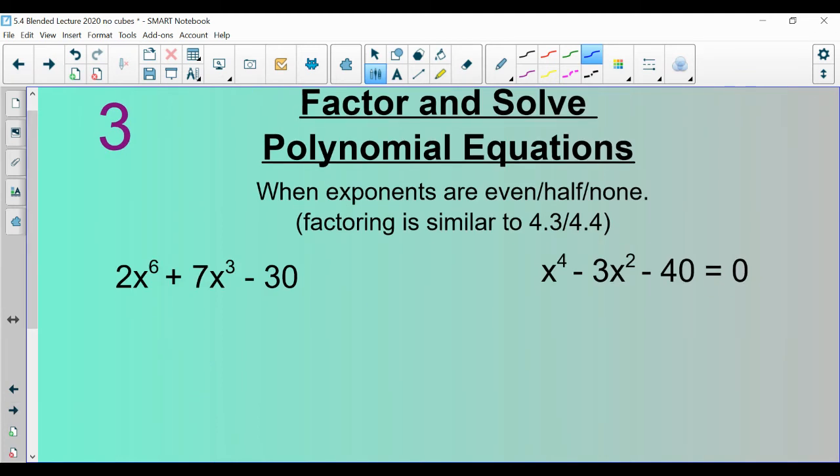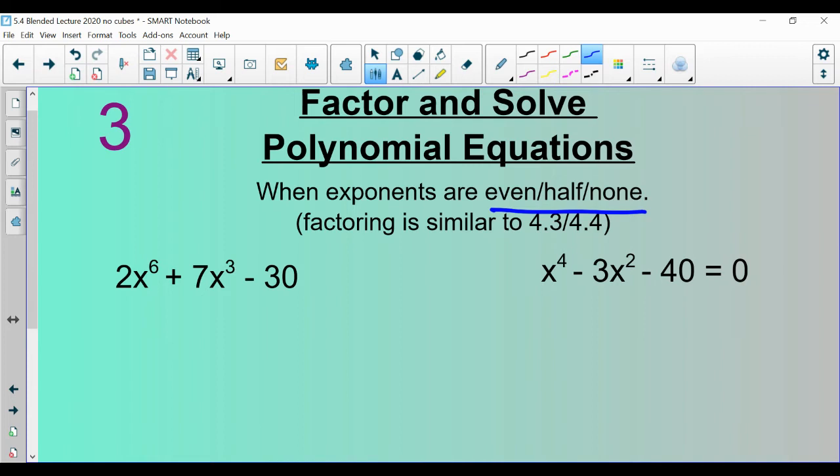The third and final way of factoring that I'm going to talk about in this lecture is something that I kind of refer to as even, half, none. That's definitely not something that you're going to find in the textbook as a way to refer to this, but it's what I call this type of factoring.